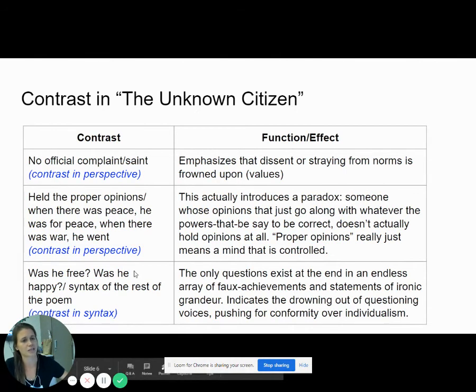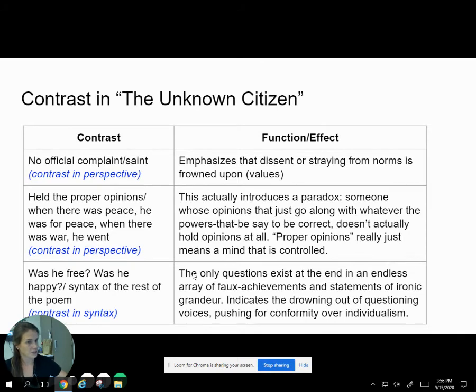And the last contrast that I pointed out was from the very end of the poem, where we have two very tiny questions. Was he free? Was he happy? And that syntax is contrasted with the rest of the poem. And so the effect or the function, I wrote, is that the only questions in the poem exist at the end in sort of an endless array of these faux achievements and statements of ironic grandeur, which indicates the actual drowning out of questioning voices, pushing for conformity over individualism.